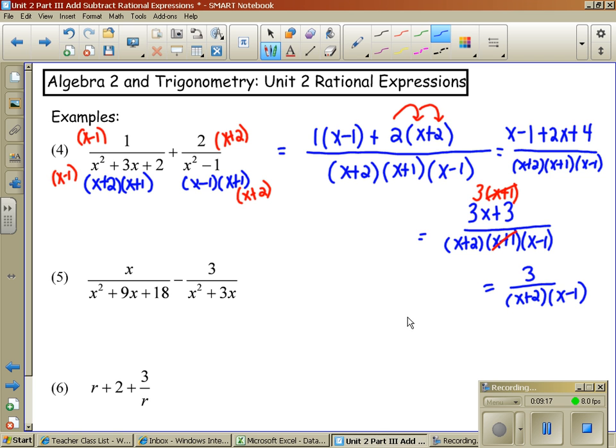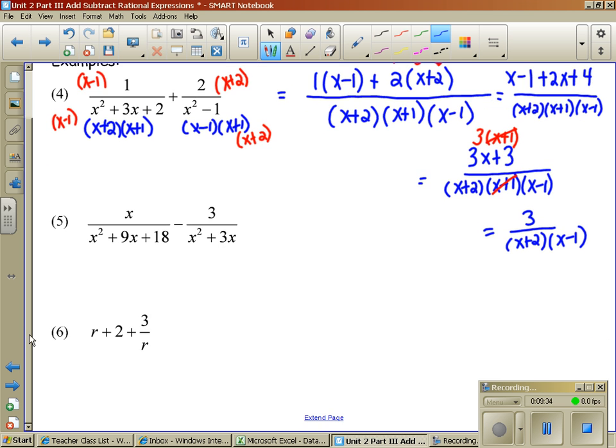So that might have been a little quick. Just go back and look at your steps. Common denominator, adjust the numerators, simplify the numerator, factor if possible, cancel where you can, simplify. So the last two, I'm going to have you pause the video, try the next one, come back and see if you agree with my answer.